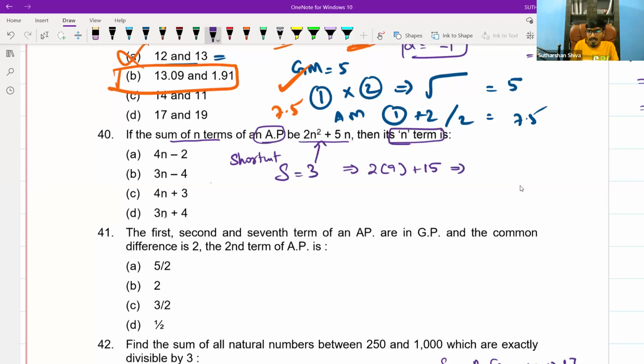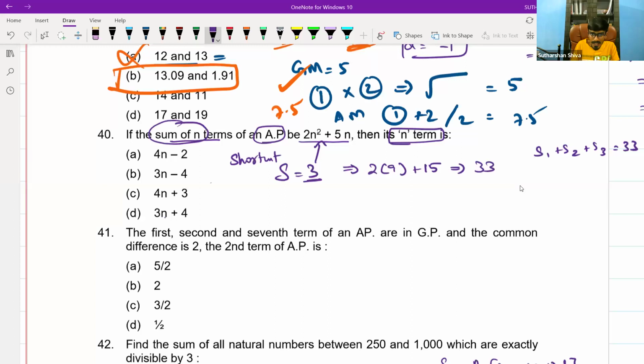Okay, I will assume n is equal to 3 over here. That is total sum only they are asking, sum of n terms they are asking. So 15 plus 18 is nothing but 33. Here what you considered? 3 you will consider. What's the sum means? S1 plus S2 plus S3 is going to be 33.